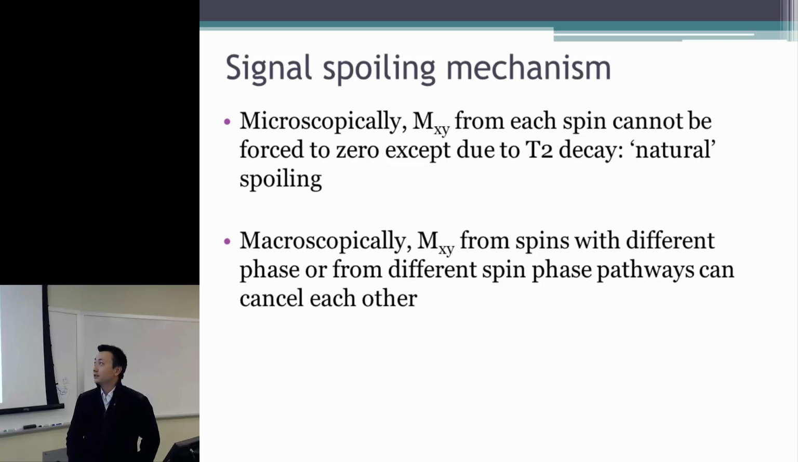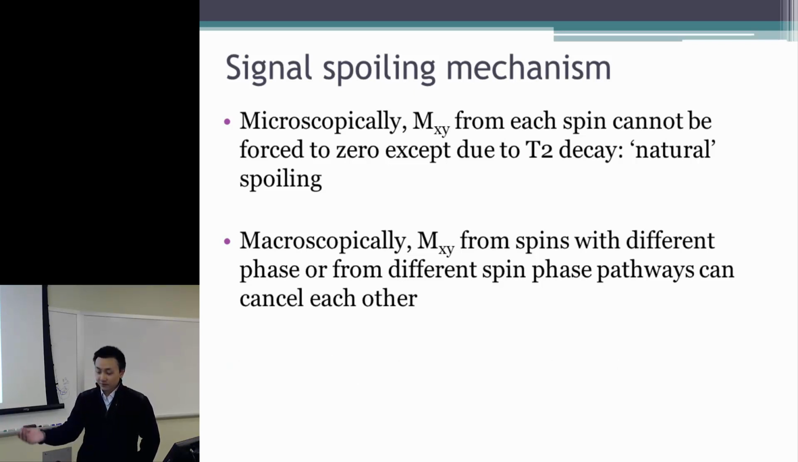So the last part is the signal spoiling mechanisms. It's actually very important. If we do not totally spoil the signal in the flash sequence or the gradient echo sequence, it will continue into the next repetition of the TR, and we'll mix up with the subsequent signals. Just like there are multiple signal phase pathways mixing each other, they would sometimes cause imaging artifacts.